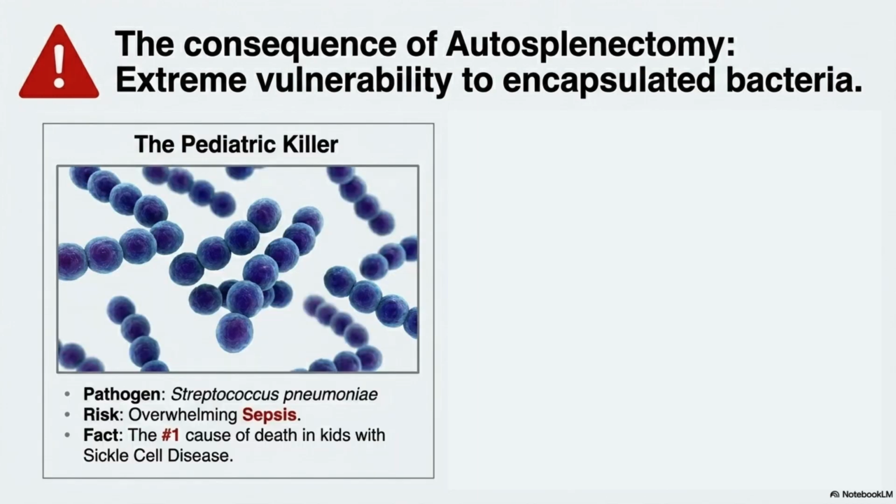What is the consequence of autosplenectomy? Extreme vulnerability to encapsulated bacteria. Look at the pediatric killer, Streptococcus pneumoniae. This causes overwhelming sepsis and is a fact you must know. It is the number one cause of death in kids with sickle cell disease.